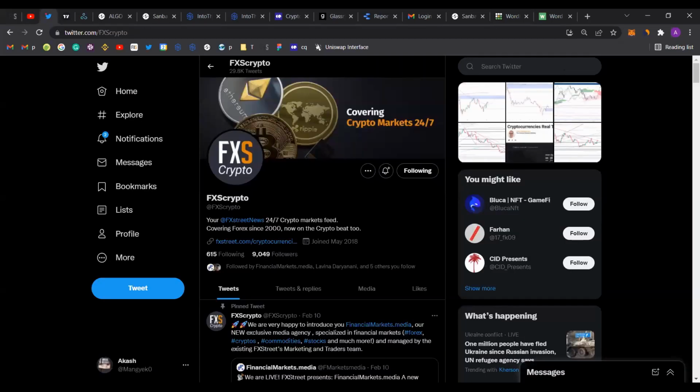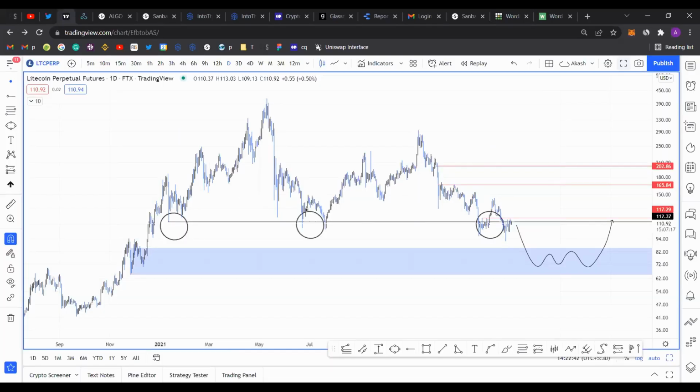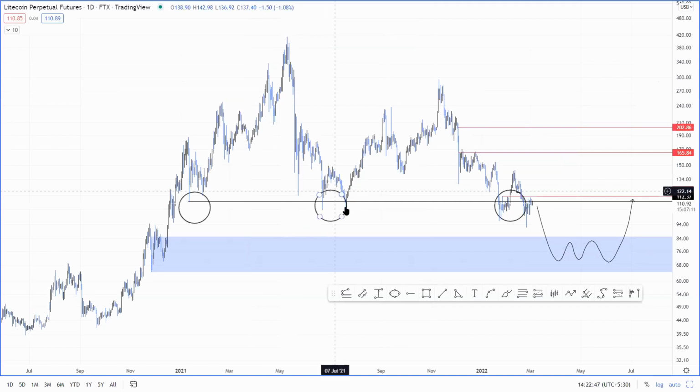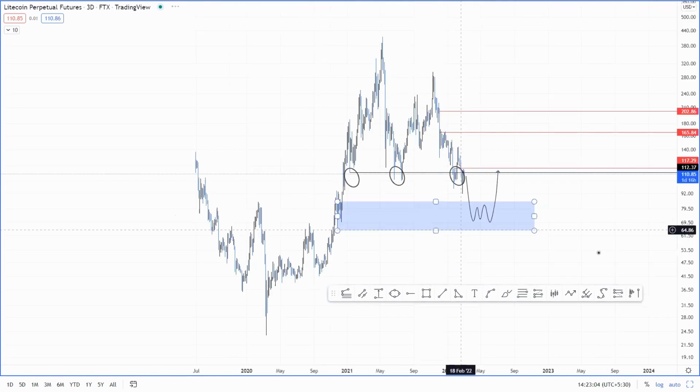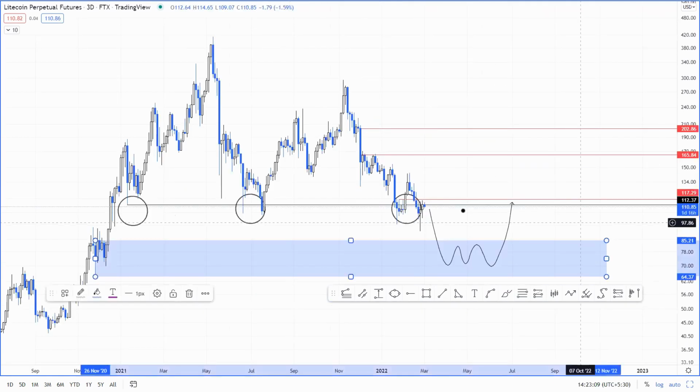So back to Litecoin. The last time I discussed Litecoin, I mentioned that it was forming a really bizarre triple tap setup, or like a bottom formation basically. And I kind of favored an uptrend to 185, probably with 200 after we get a retest of this demand zone here, which is a 3-day demand zone that extends from $64 to $85.